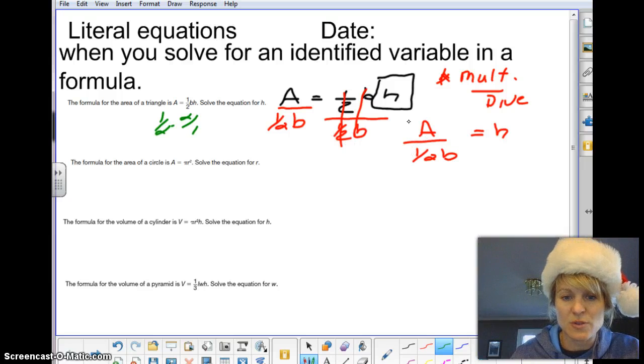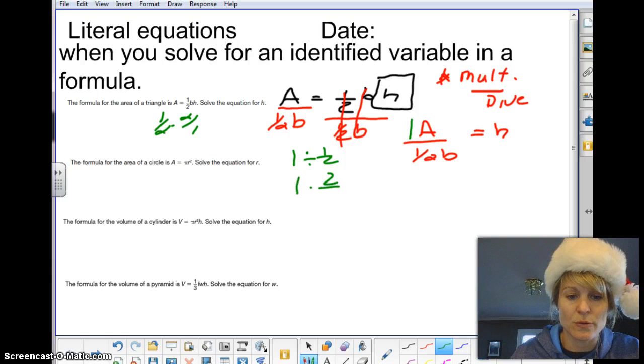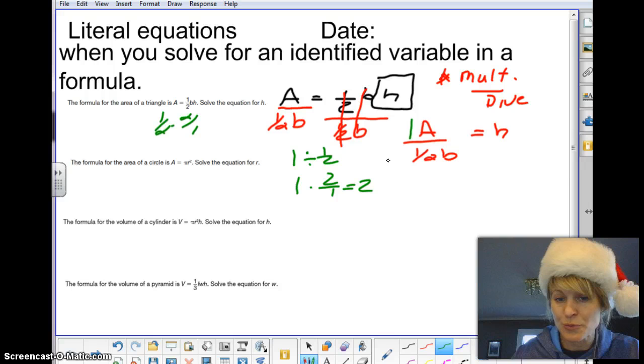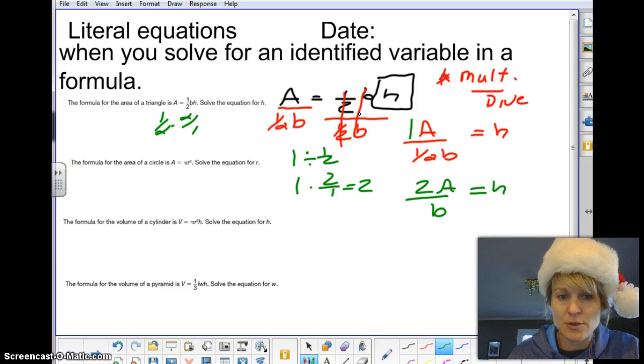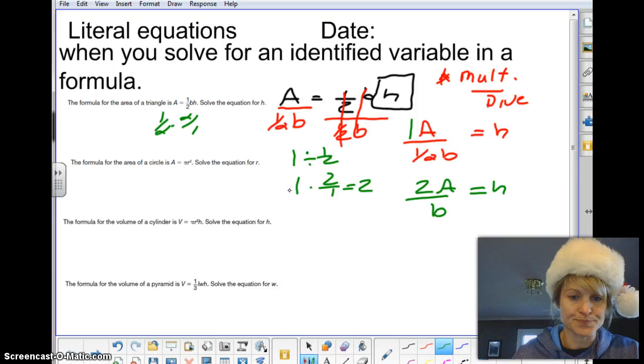So there's a 1 in front of that A, so you really have 1 divided by 1/2 here. And then you know when you multiply fractions, that becomes 1 times 2 over 1 over 2. So we really need to simplify this as 2A over b equals h. And I could approach this a little bit easier by multiplying through by 2 first and then dividing by b, but either way is acceptable, okay?